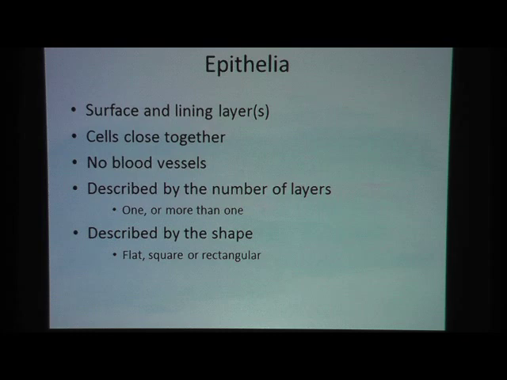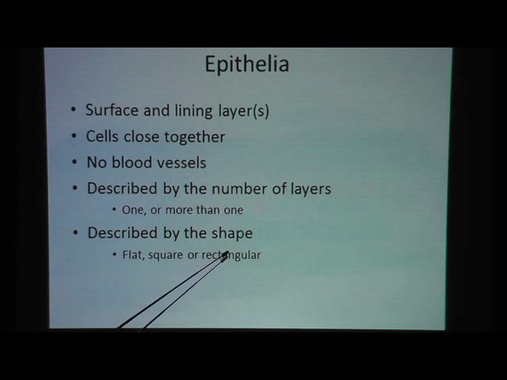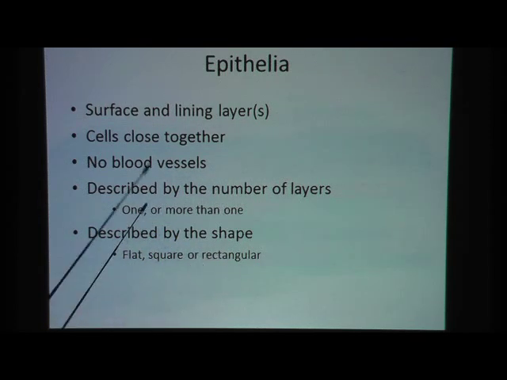Let's continue with epithelia. All epithelia has to line a surface. So think of it as a liner, okay? It's the lining layer. These cells will be found very close together, meaning there are no gaps in between them. There will be no blood vessels in the epithelia. And how are they named? They're named by the number of layers of cells, and they're named by the shape of the cells in the tissue.